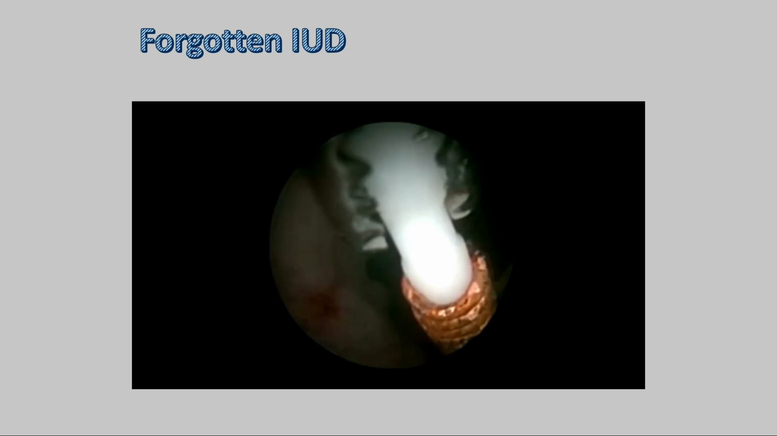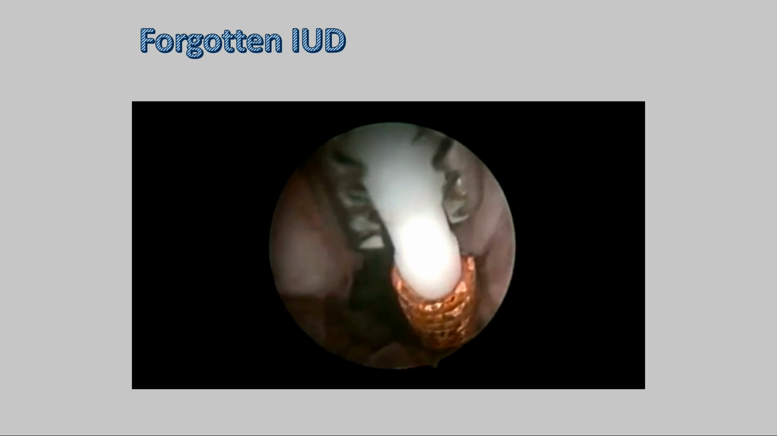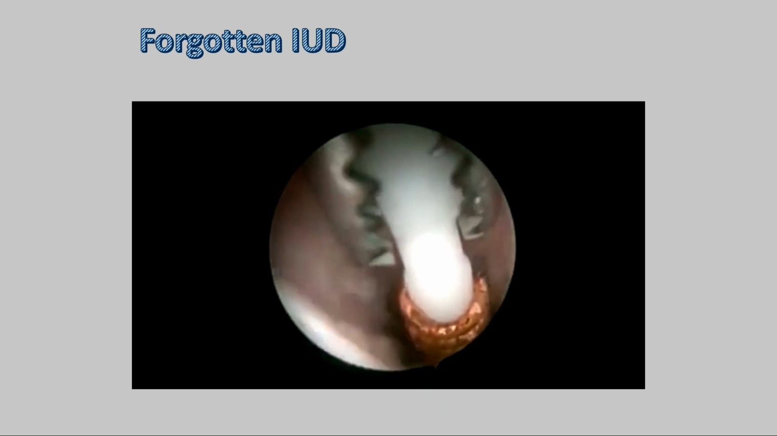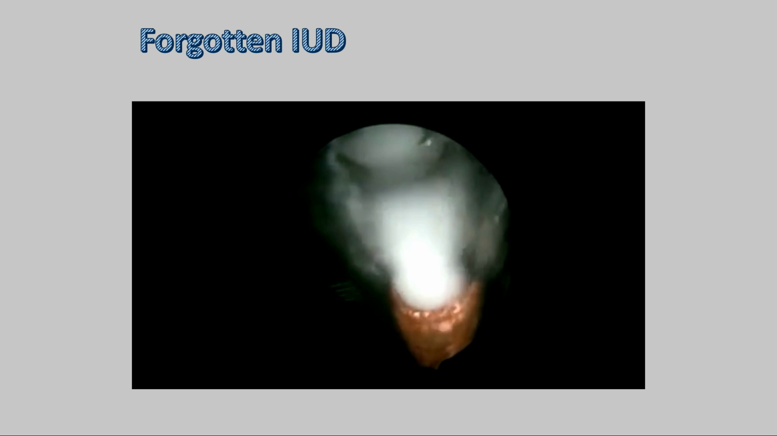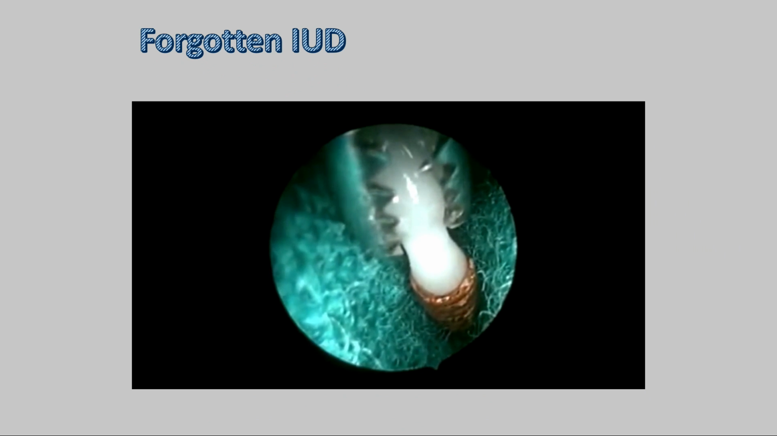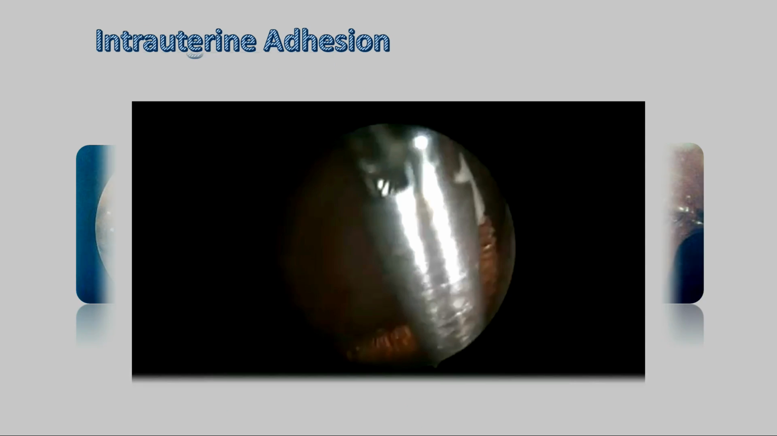This is very common because the thread of the IUCD breaks and then it migrates deeper. So you have to remove it by resectoscope; a single channel will never remove it. You must need multiple channels. A 4-channel sheath is required to remove it.